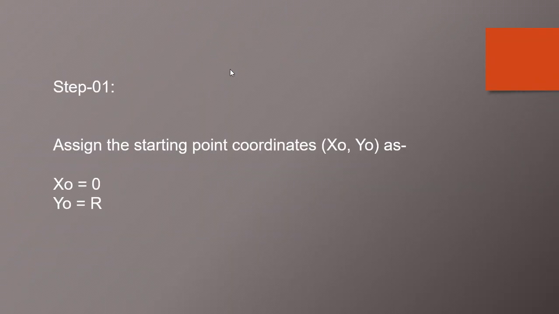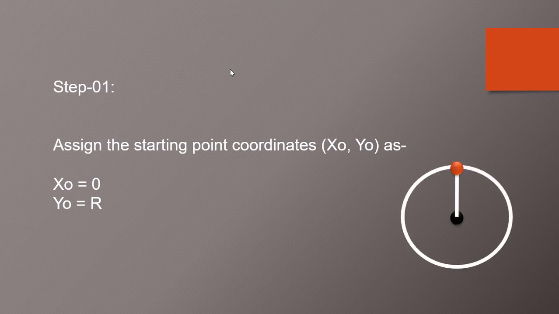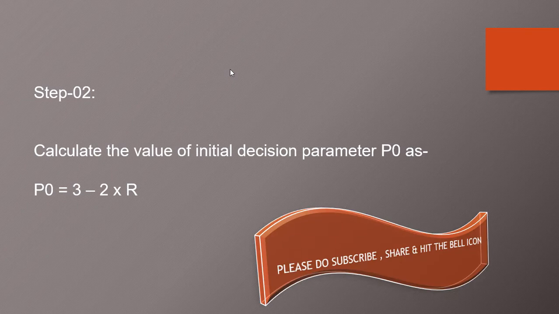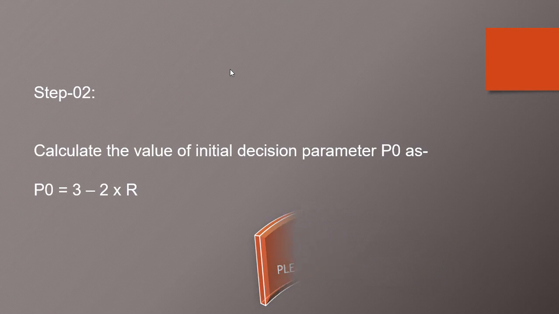Now step 1. Assign the starting point coordinates x0, y0 as x0 equals 0 and y0 equals r. So on the circle, the brown point will be the first point with coordinate values 0 and r. In step 2, we calculate the initial decision parameter P0 with the help of 3 minus 2 times r. So this is the initial decision parameter.